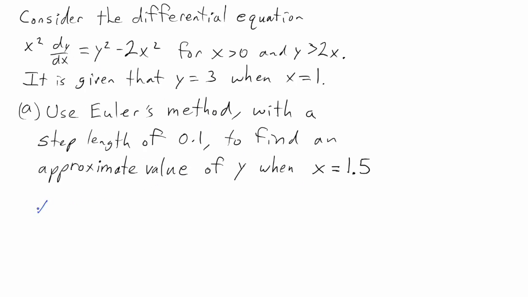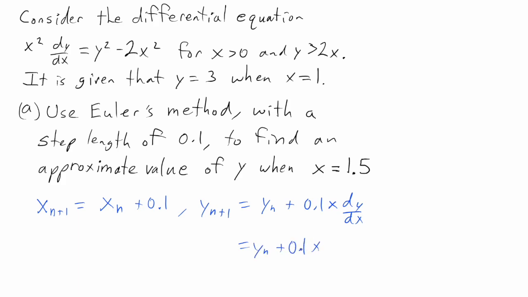So the steps are, like from the formula booklet for Euler's method, x_{n+1} equals the previous x value plus the step value. Okay, and for the next y value, we have the previous y value plus the step size times dy/dx. Okay, which is y_n plus 0.1 times the dy/dx, which is just this divided by x squared, right?